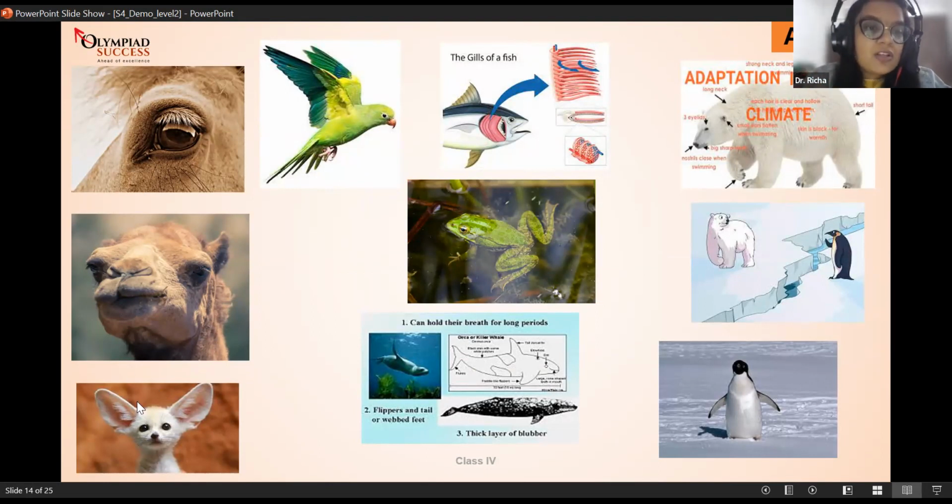You have fennec fox, which has long ears which help in dissipating heat because they live in desert. They are nocturnal animals. They stay alert at night and are asleep in the daytime because they need to protect themselves from the harsh sunlight. So they don't come out in daytime, they only come out at night. You have birds which have the ability to fly. For flying, they have hollow, lightweight bones, and the joints are fused. They have 3 different types of feathers: flight feathers, down feathers, body feathers.